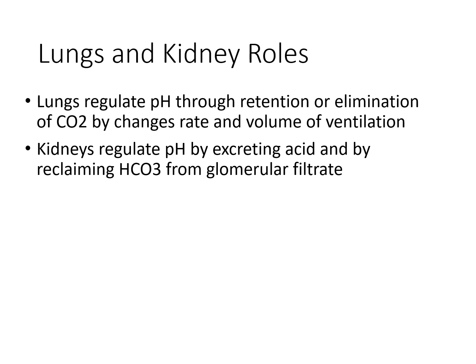The lungs and kidneys play crucial roles in maintaining the body's acid-base balance and regulating blood pH. The lungs control pH primarily by regulating the retention or elimination of carbon dioxide. By adjusting the rate and volume of ventilation, the lungs can increase or decrease carbon dioxide levels in the blood. Since carbon dioxide combines with water to form carbonic acid, its removal helps reduce acidity and raises pH, whereas retention increases acidity and lowers pH.